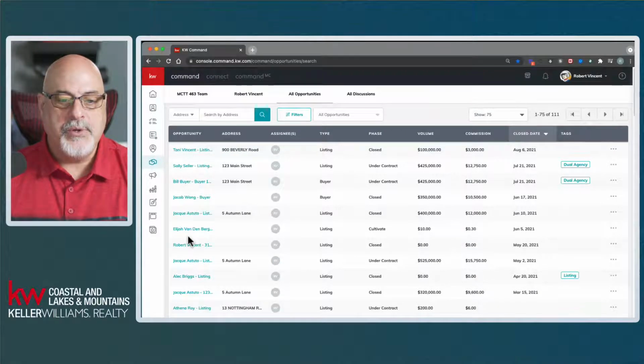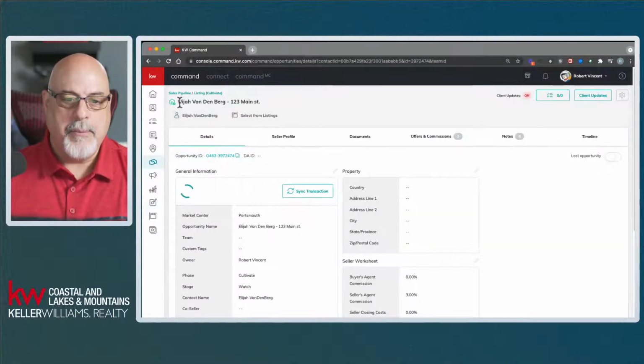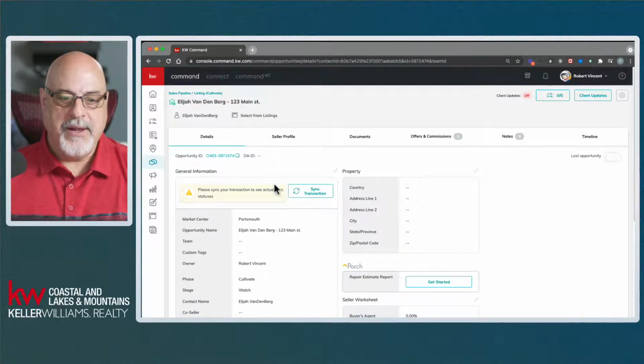So the name of the opportunity. And if you recall, we've asked you on listing opportunities to make sure that you put the address in the name of the opportunity. So here we are, a couple of them did not have it. So this here, Jackie Astuto listing does not have an address. But it has an address over here in the address column. There are some here like this, Elijah Vandenberg, 123 Main Street. That's the name of the opportunity. And to prove it, I'll go to the opportunity, and here you can see Elijah Vandenberg Main Street. This is the opportunity name.